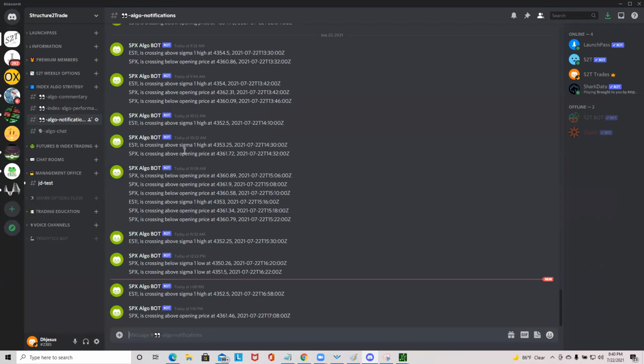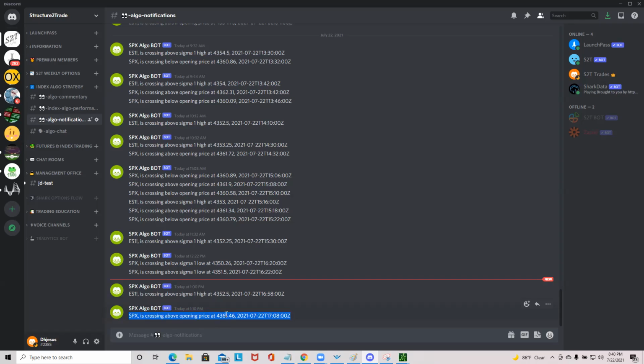Soon enough, you're gonna be able to see that this right here is only for SPX. Right now I'm testing some things, but you'll be able to see when one of the algo levels is being touched with a candle close in the vicinity of that number. So it'll be a notification here, like for example here, 1:10 p.m. SPX is crossing above the opening price, and you know what happens after that.